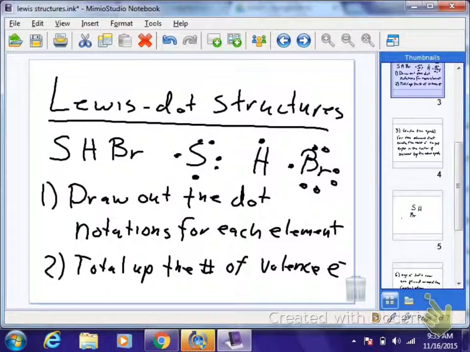Yes, Jared? On the 4th period and then down to the 6th period, how do you remember how many electrons go around it? You count across, but you don't include the D's. Oh, so you skip the D's. Skip them. Alright? So any questions about this?